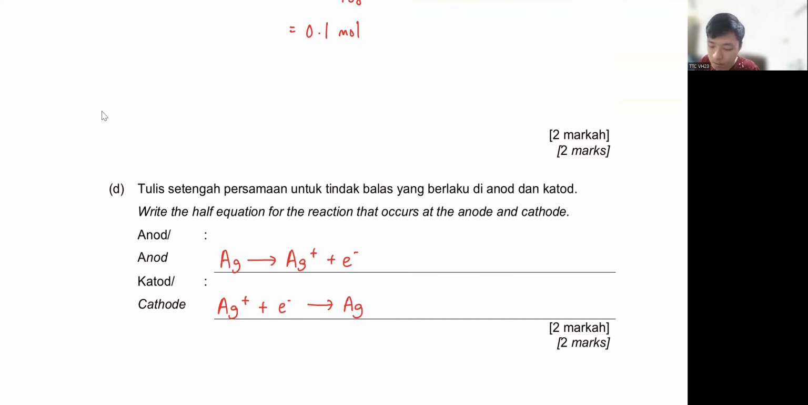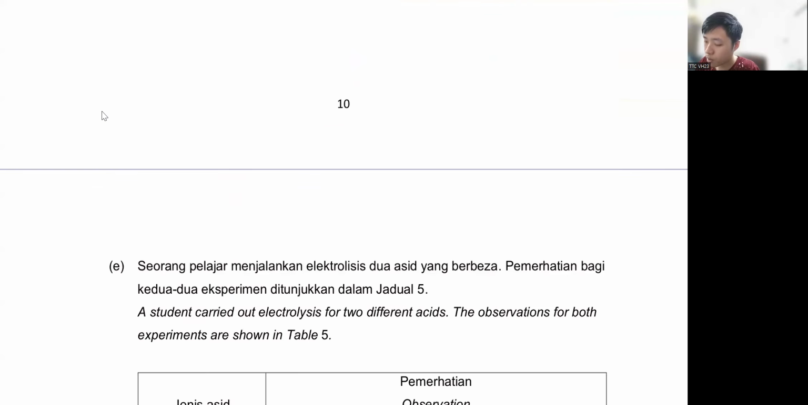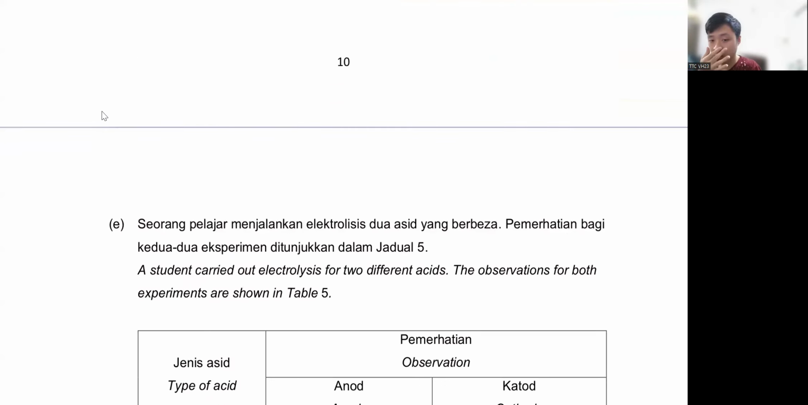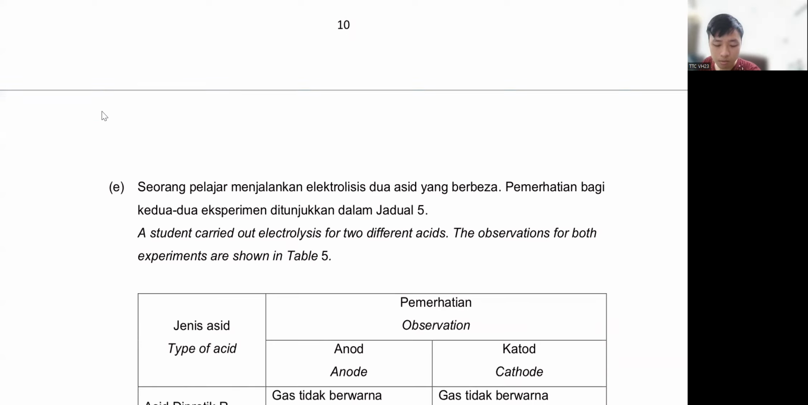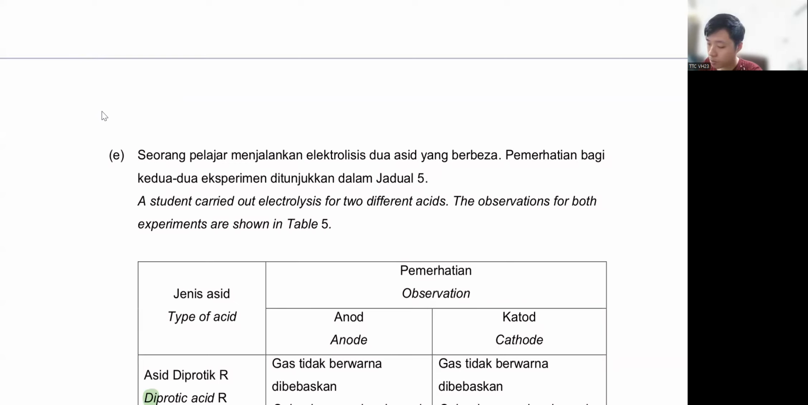Now E is a bit harder, I would say. Why? The question is like this. Diprotic acid. The way you see diprotic acid, what happens? It produces 2H+. If it's monoprotic acid, it produces 1H+, for instance hydrochloric acid, nitric acid, all that. Diprotic, normally we learn only one. You have others, but mainly we learn sulfuric acid.